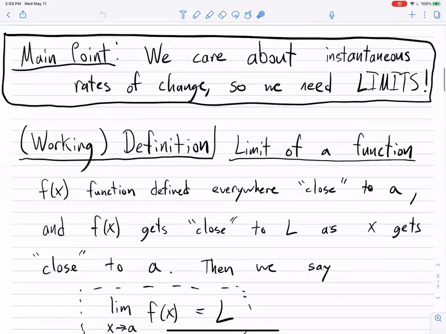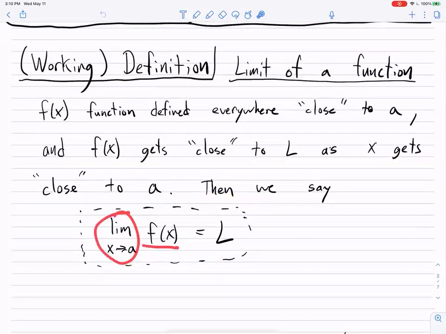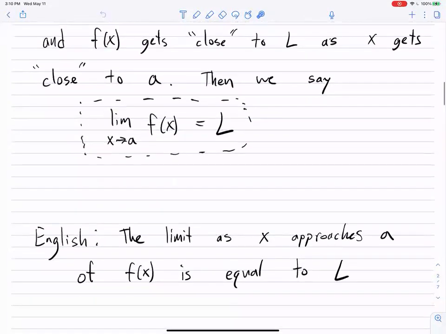And so here's our working definition of a limit. The working definition of a limit is if you have a function which is defined everywhere close to a, so that's why it's working, because we don't really know what close means, right? That's kind of ambiguous. This is an ambiguous term, but we're going to use just our intuition. It just means nearby. And f of x gets close to L as x gets close to a, then we say the limit as x approaches a of f of x is equal to L. And so in English, that's how we write it.